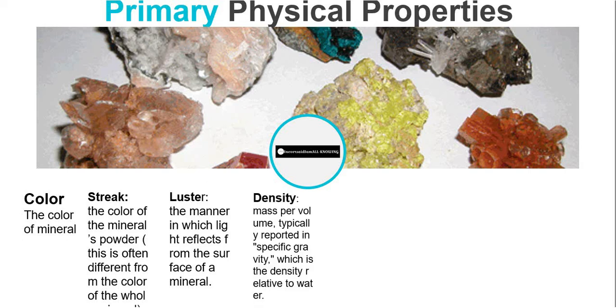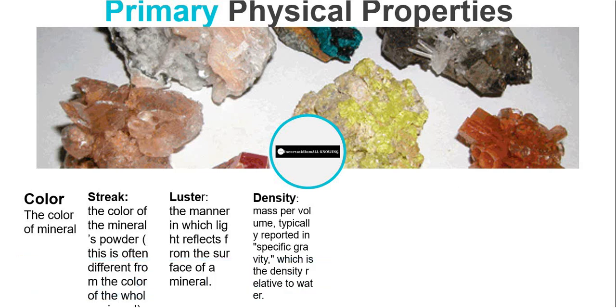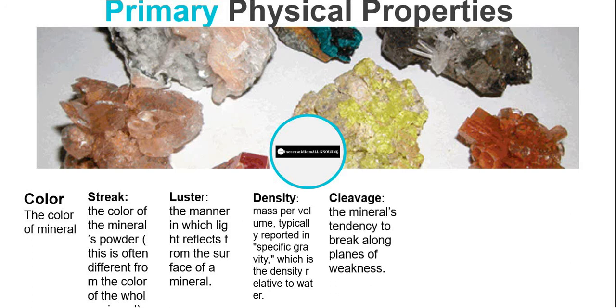So, density, mass per volume, typically reported in specific gravity, which is the density relative to water. Alam ba natin yung gravity? Ano ba yung gravity? Alam ba natin kung ano yung density? So, density is mass per volume. Mass over volume. So, kukunin mo yung mass, i-divide mo sa volume. Yan yung density ng isang mineral. So, isa yan sa mga i-consider mo.